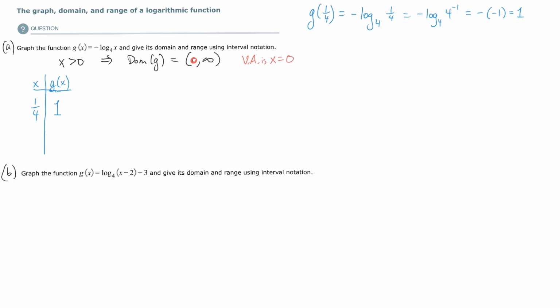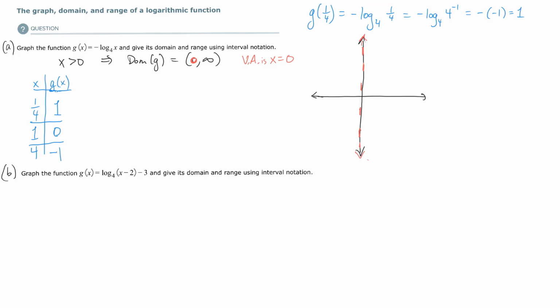What else could we pick? Well, we certainly could pick x to be 1. And the opposite of log base 4 of 1 is 0. The opposite of 0 is still 0. And why don't we pick x to be 4? If x is 4, we get the opposite of 1. We're ready to graph this. You can also use translations or transformations as well. But when in doubt, pick some convenient ordered pairs, label your vertical asymptote, which is x equals 0.